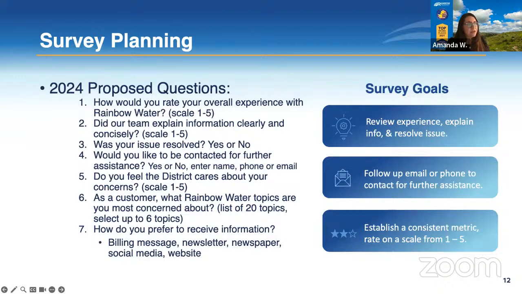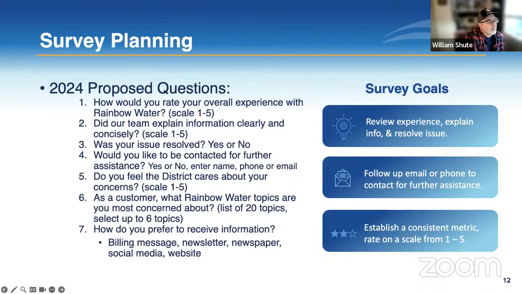We have a list of roughly 20, and usually we gauge about 15 of those with our survey, most of them being about rates or other projects. And then our final question is, how do you prefer to receive information? This will help us narrow down our communications strategy, how we want to disseminate information to our audience. So these questions help us explain information, review the experience, allow us to have a follow-up email, and then establish that consistent metric scale for us to measure all of these results.